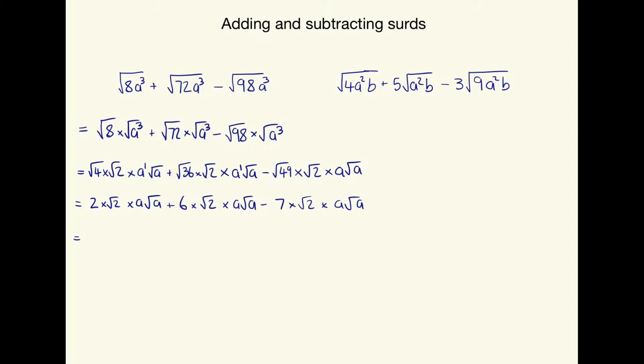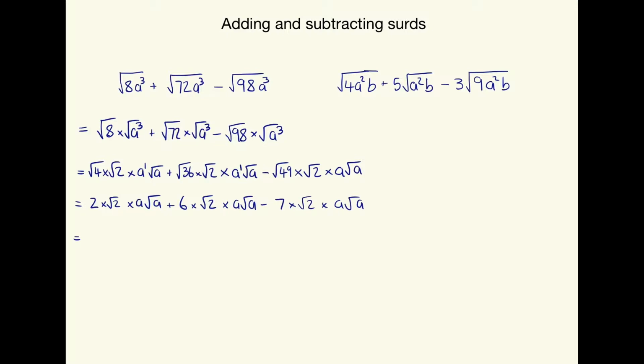So it's going to be 2 times root 2 times a root a. And the way we do that is by multiplying our 2 and our a, because these are the terms outside the square root, and our root 2 and our root a, because they are inside the square root.